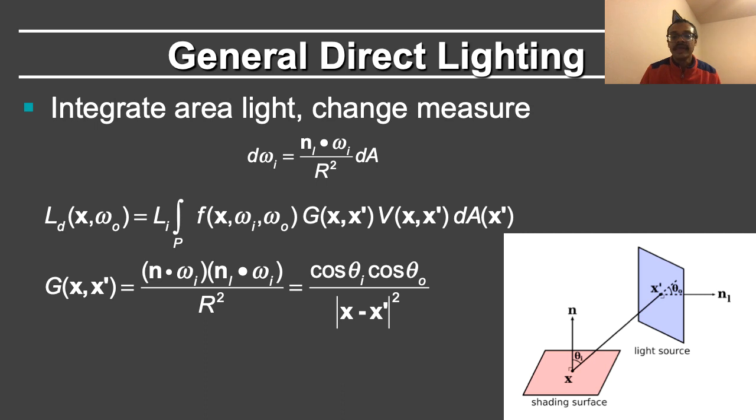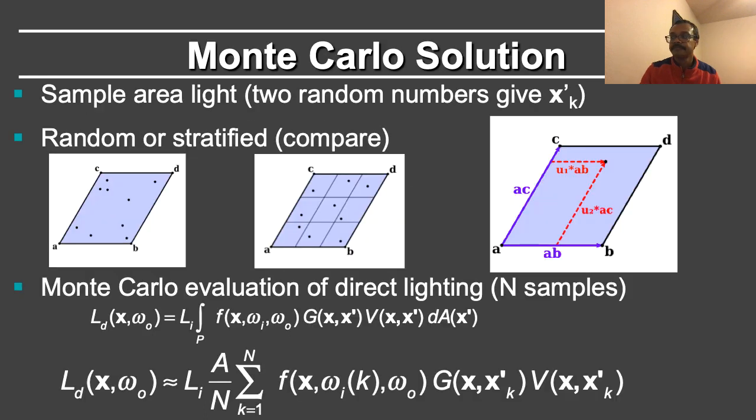Notice that you can apply this formula with any BRDF f. We have chosen a BRDF which is a sum of diffuse and specular components. For the numerical or Monte Carlo solution, you are evaluating that integral numerically. What you need to do is sample some number of points on the light source, some number of locations x prime, evaluate the integral for those locations.